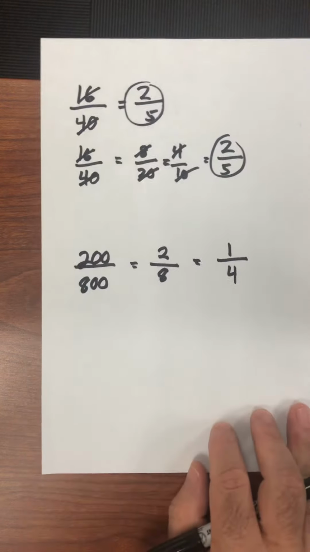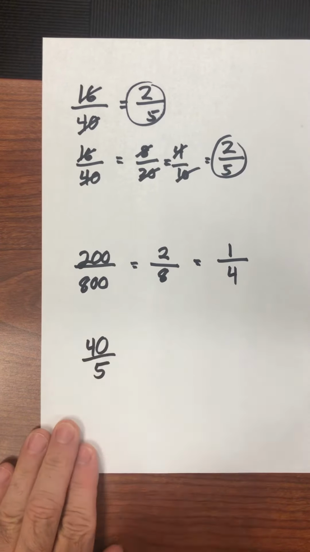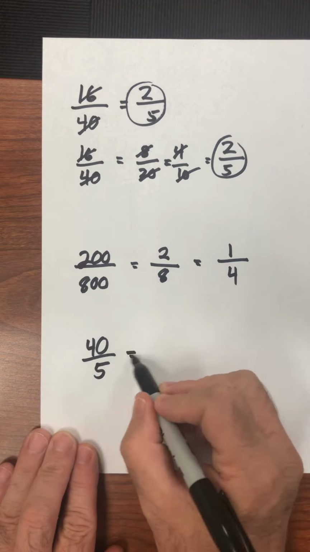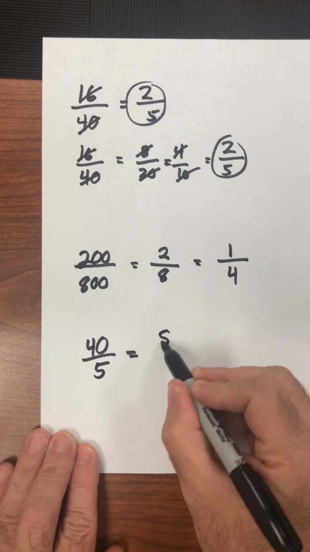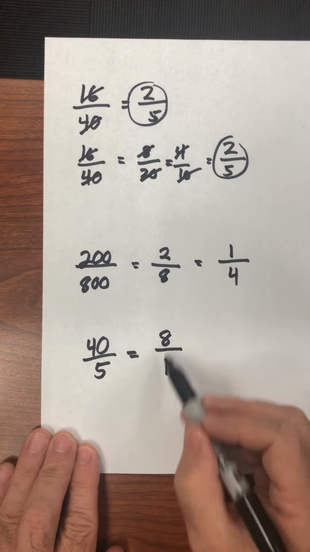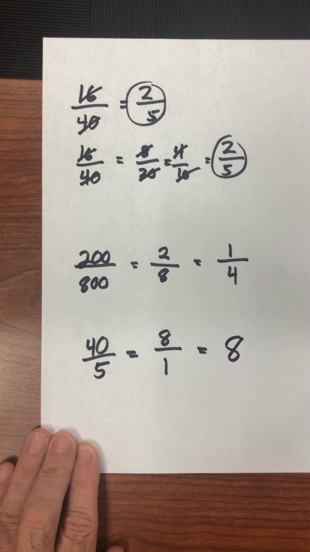Okay? One other thing to keep an eye out for, and that is if you have something like this. 40 and 5 have a common factor of 5. So when I divide 40 by 5, I get 8. When I divide 5 by 5, I get 1. And anytime you have a fraction over 1, you can just change it to the whole number 8.